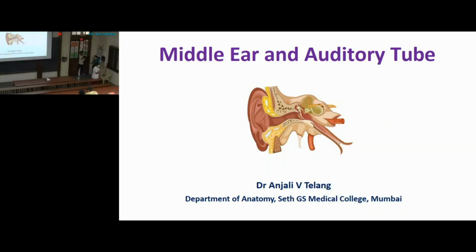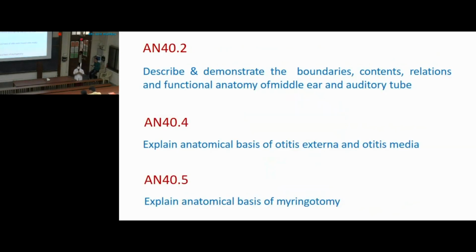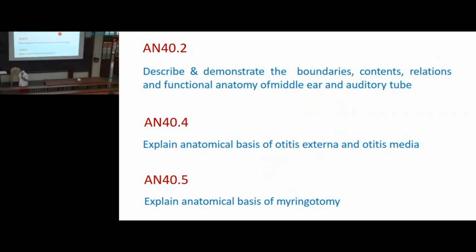So this lecture is on middle ear cavity and auditory tube. If you see competencies which are listed for this topic, so describe and demonstrate the boundaries, contents, relations, functional anatomy of middle ear and auditory tube. Explain anatomical basis of otitis externa and otitis media, and explain anatomical basis of myringotomy.